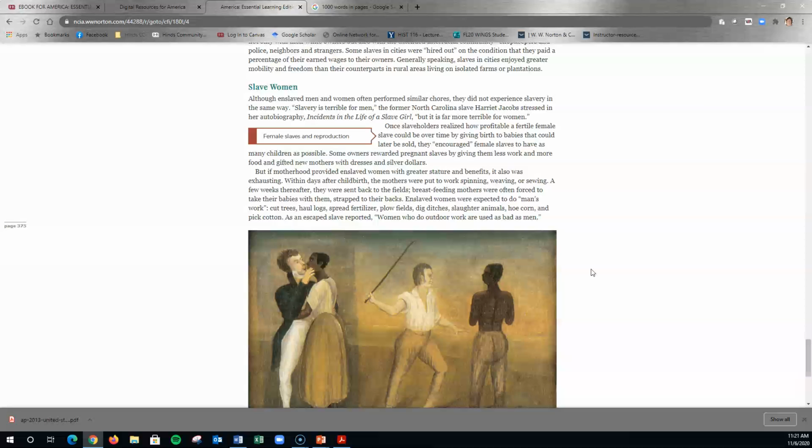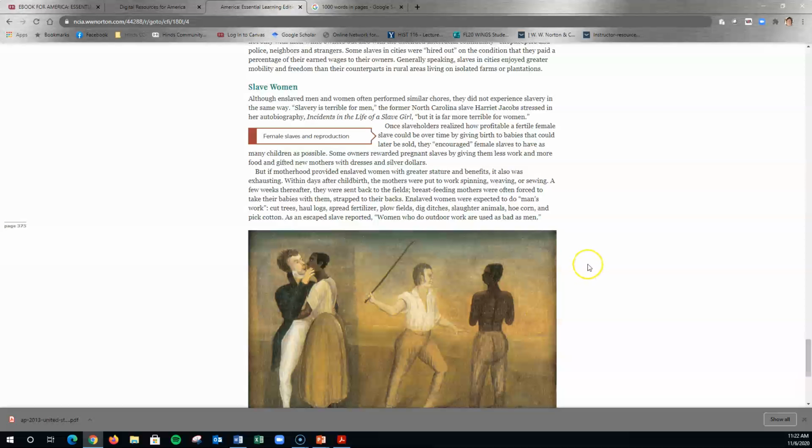Slave women were abused both physically and sexually. They were used as sexual partners by their owners. The idea was, of course, to make sure they were being impregnated so that more slaves could be used. Remember, slavery is extremely expensive.